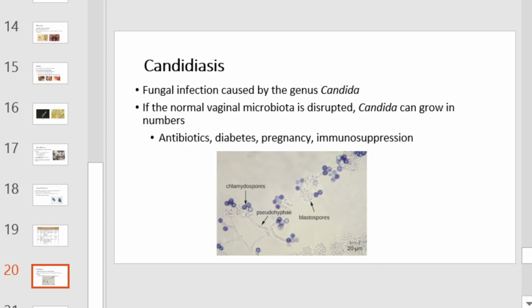Candidiasis. Candidiasis is a fungal infection caused by the genus Candida. If the normal vaginal microbiota is disrupted, Candida can grow in numbers. Antibiotics, diabetes, pregnancy, or immunosuppression create added risk for Candida infection.